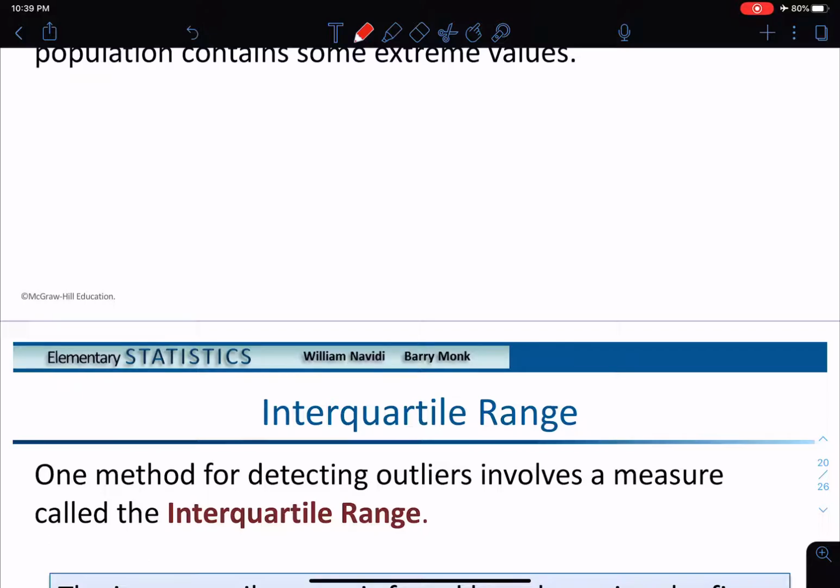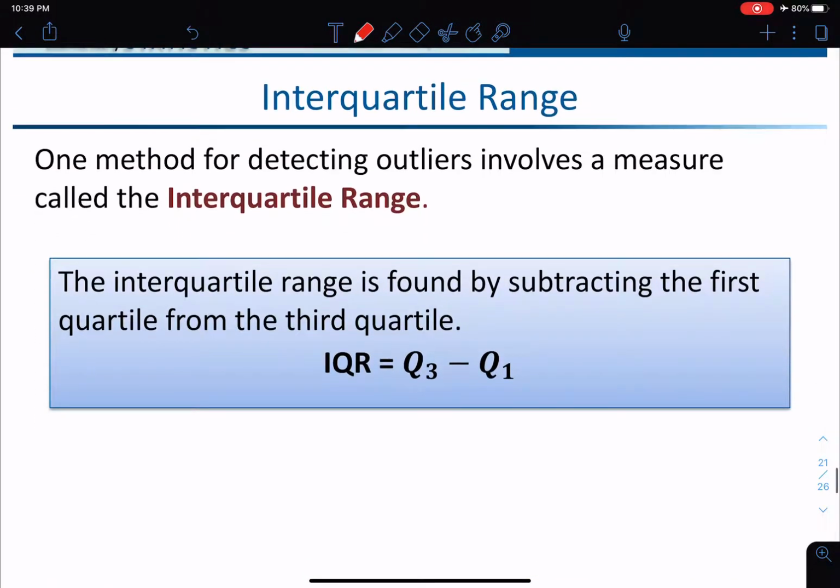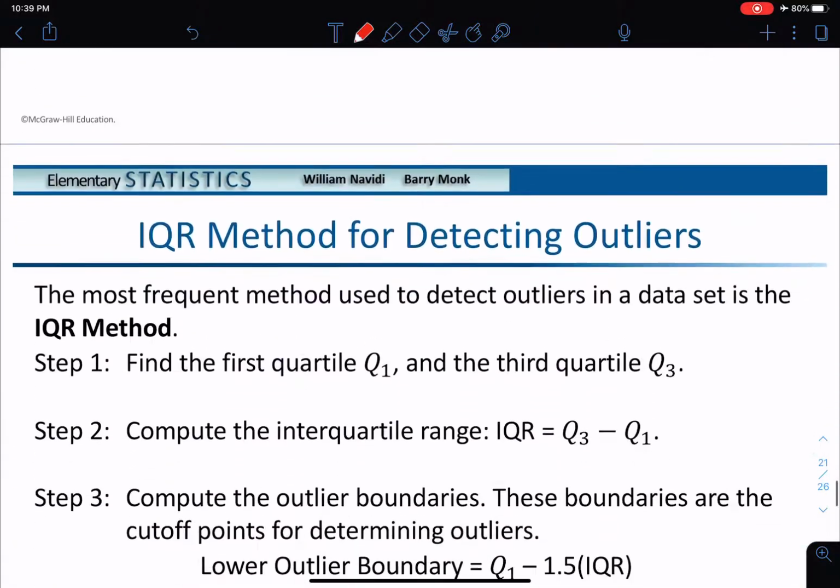So how do you know what to throw out? We've got some guidelines to help us out with that. The first idea that we want to throw at you is the interquartile range, the IQR. How do you find the IQR? Well, the IQR is super easy to find. All you do is take your Q3 minus Q1, and that's going to be your IQR, your interquartile range.